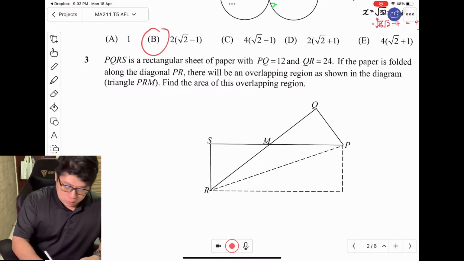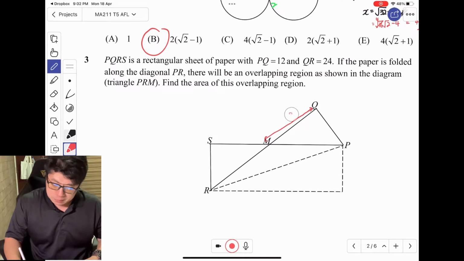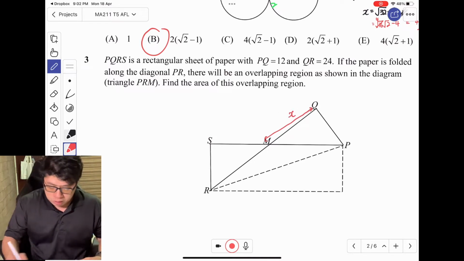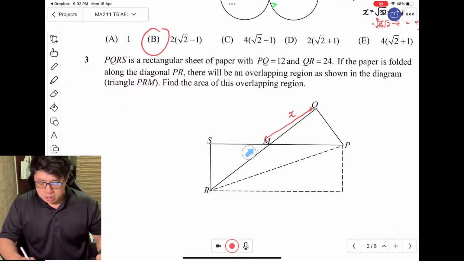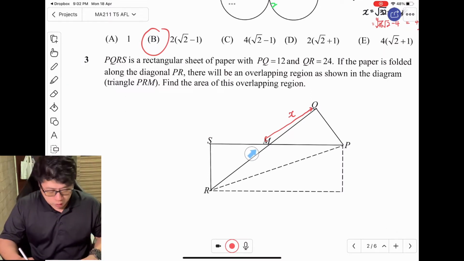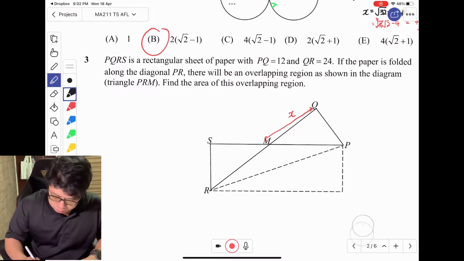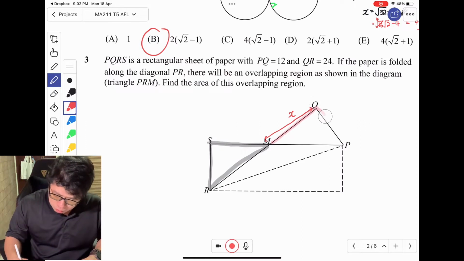First, I'm going to define this QM as X. Okay, and I will look at how I can solve this question by first considering whether there are any triangles that are actually the same. So one triangle that I want to show you where they are actually congruent is, of course, this triangle SRM as well as this triangle MQP.